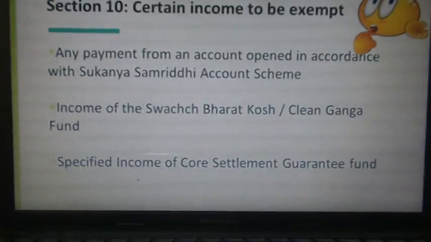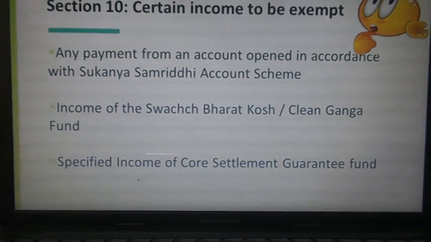The corresponding amendment to Section 10 says that any income which is earned by this Sukanya Samriddhi account scheme will be exempt. Under Section 80G, two new funds have been included in the 100% category, that is the Swachh Bharat Kosh and the Clean Ganga Fund. A corollary of this amendment is that any income earned by these two funds will now be exempt under Section 10. Likewise, specified income of the Core Settlement Guarantee Fund is also going to be exempt under the provisions of Section 10.